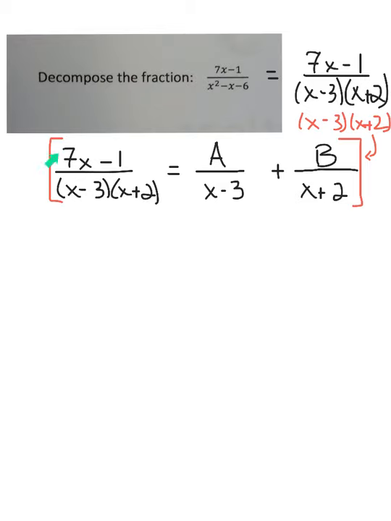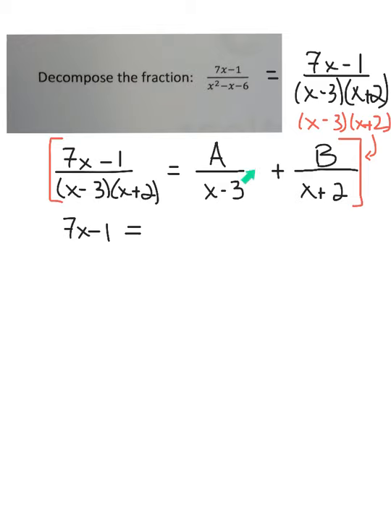So if I multiply this first fraction by x minus 3 times x plus 2, you should see that this is technically in the numerator, this is in the denominator. They will cancel each other out, and we're just going to be left with 7x minus 1. Okay, let's go to the second term.